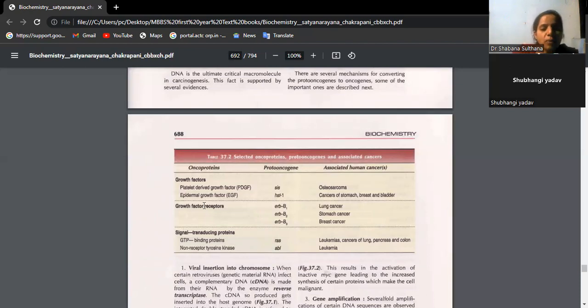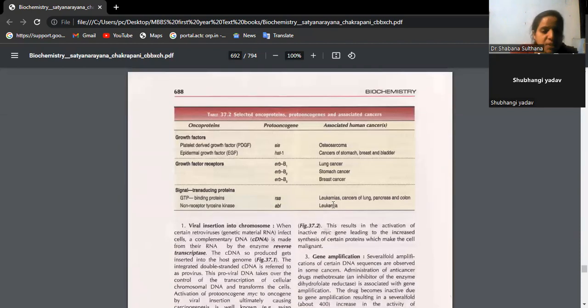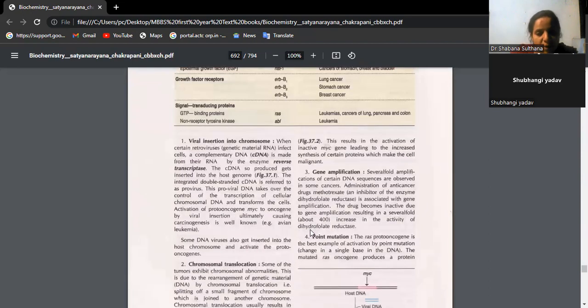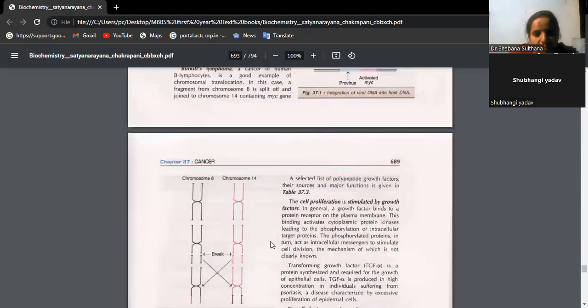So, oncoproteins. Okay, and proto-oncogenes are inactive forms of oncogenes which can cause cancer. Suppose these proteins are oncogenes, like platelet-derived growth factor is present, the oncogene form is proto-oncogene. The associated tumor is osteosarcoma. So different types of genes are there, beta, which are responsible for cancerous transformation.